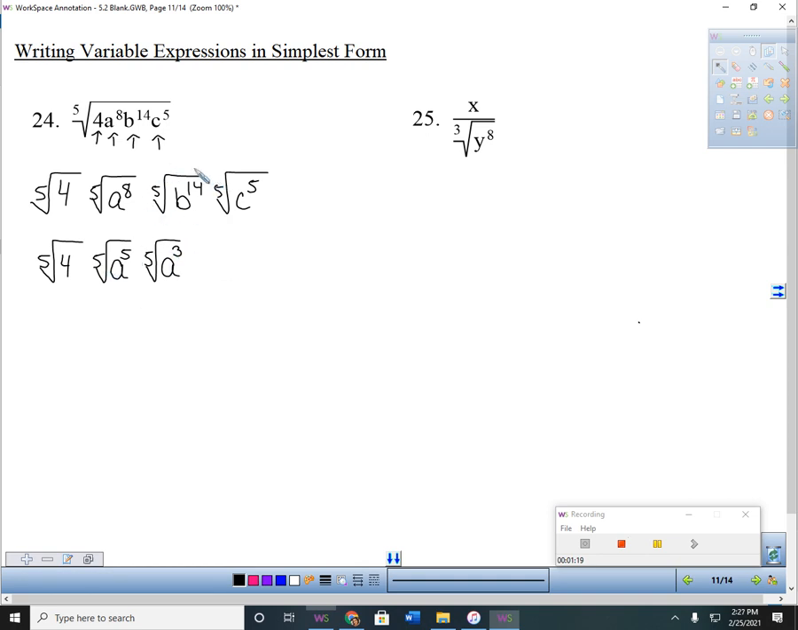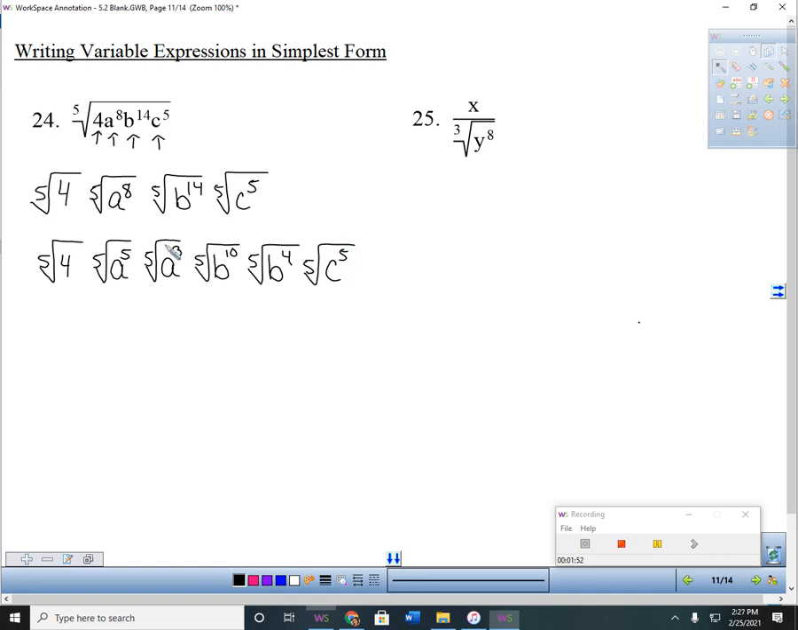Now I need to work on b to the 14th. That does not divide by 5, so I'm going to have to split it. So what is the biggest number that is smaller than 14 that will divide by 5? B to the 10th. And that leaves how many b's left over? 4. And then we know that c to the 5th is a perfect 5th root, right? So I'm going to leave it alone because I can take care of that in a second.